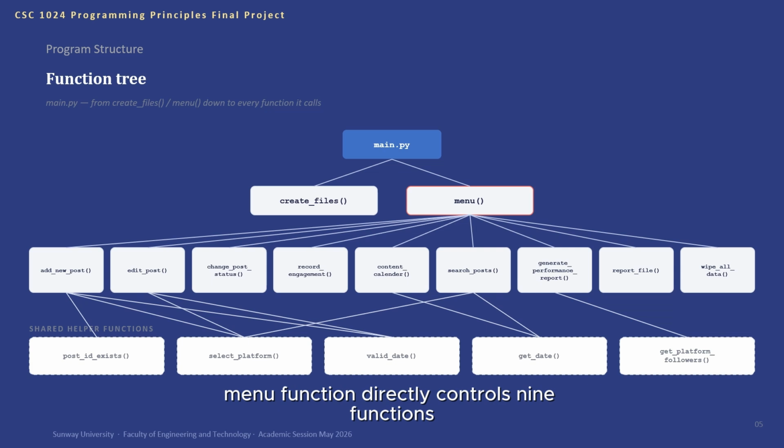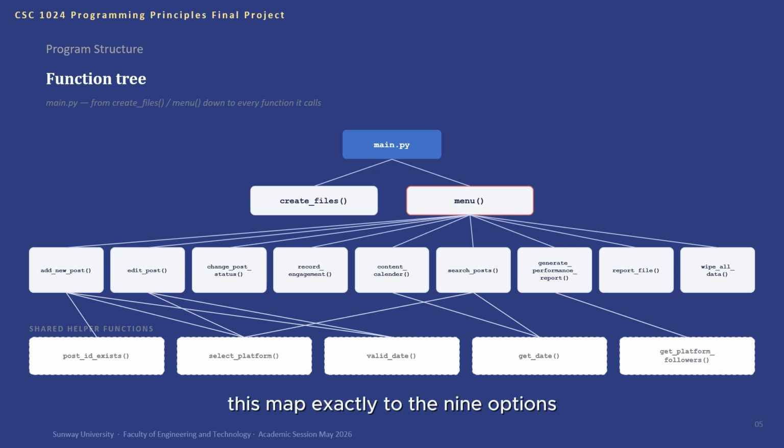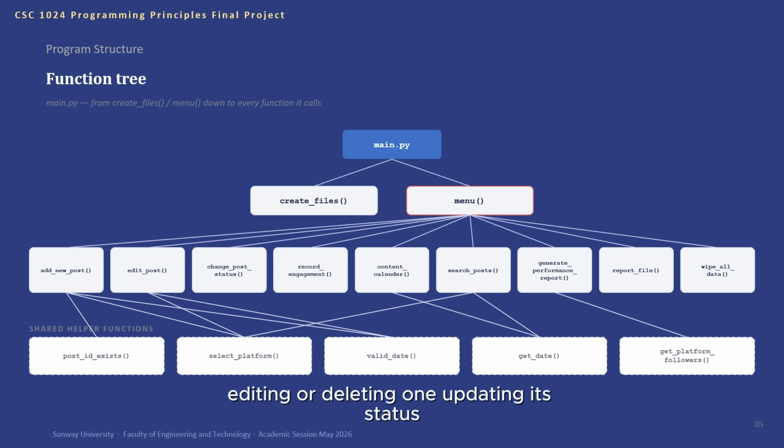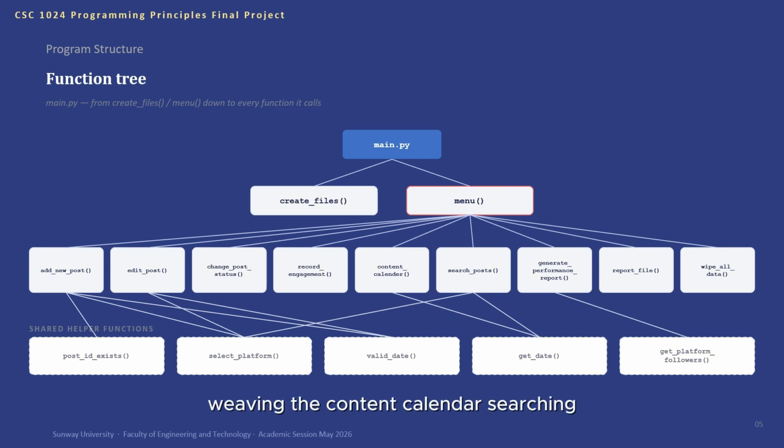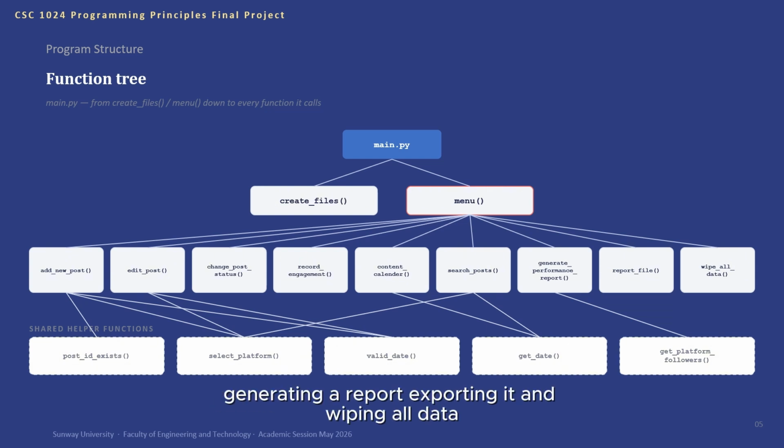The menu function directly controls 9 functions. This maps exactly to the 9 options users see on the screen: adding a post, editing or deleting one, updating its status, recording engagement, viewing the content calendar, searching, generating a report, exporting it, and wiping all data.